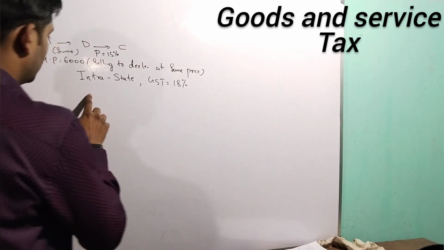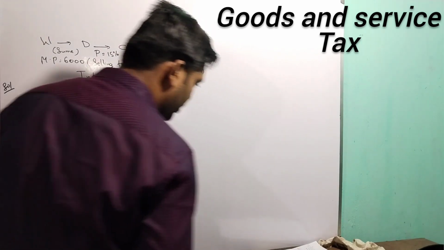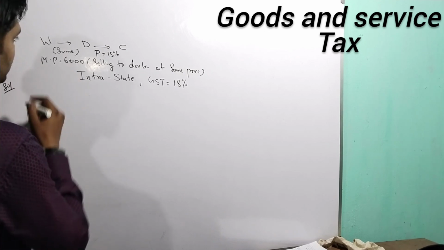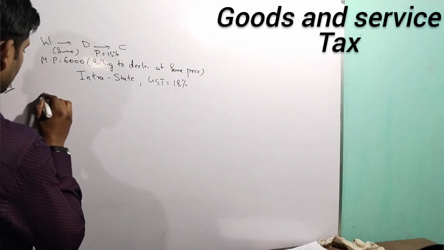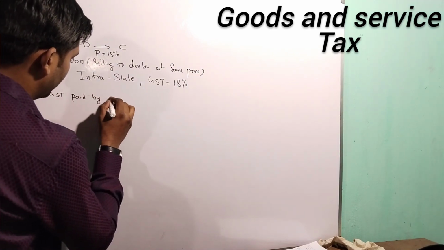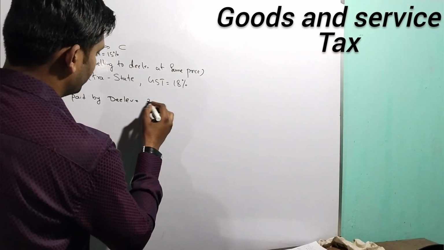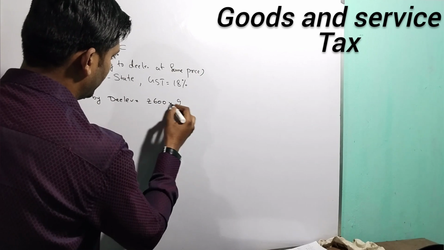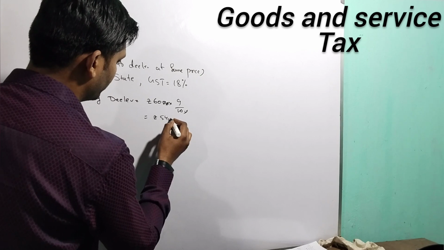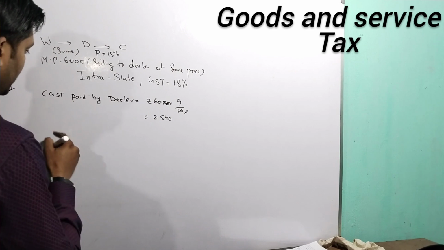Okay, so let's get into the chapter, the sum, directly. The CGST, SGST paid by the dealer. For the dealer, the cost of the article is 6,000. We'll do SGST and CGST. CGST paid by dealer: 9%, you know, 9% is half. So rupees 6,000 into 9 over 100, rupees 540. So rupees 540 is the CGST which the dealer has to pay.